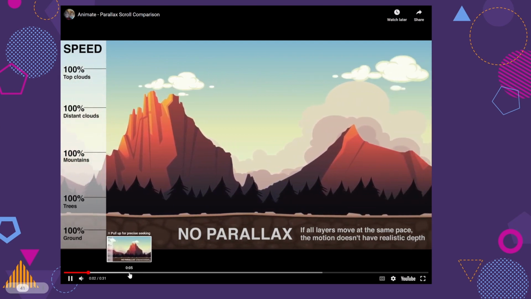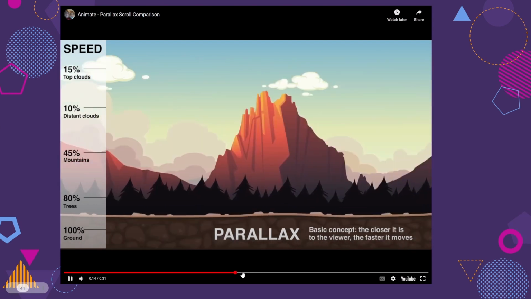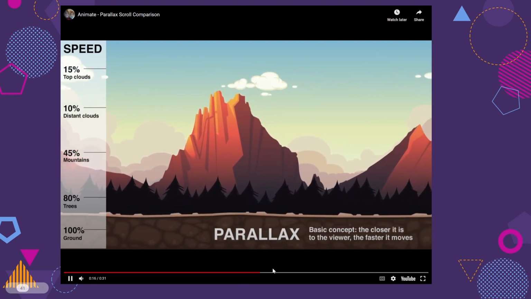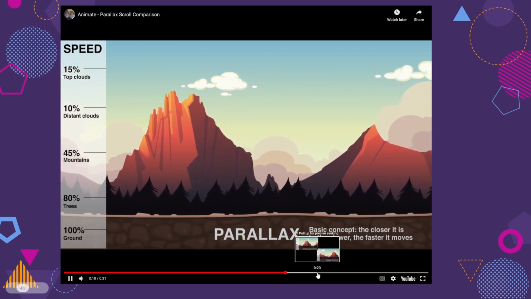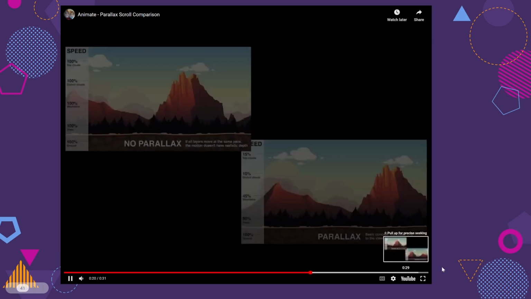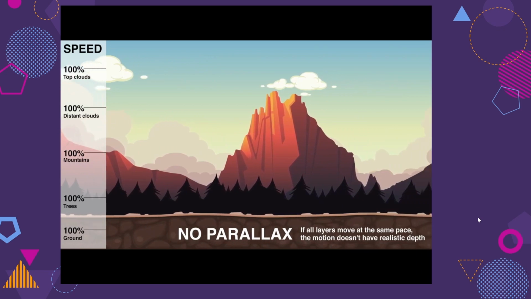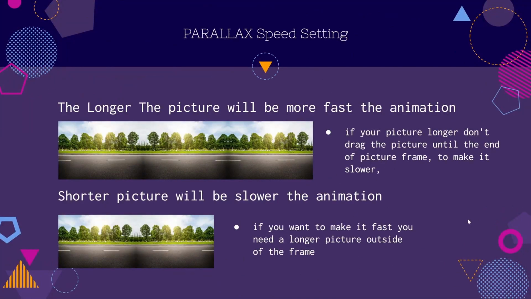Okay, this is about parallax, 100% the same parallax. This is how we adjust the different speeds of parallax. So how to get this kind of dynamic? This is the theory: the longer the picture on the time frame, the faster the picture will go. So the shorter, the slower.